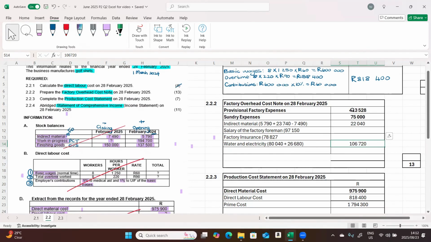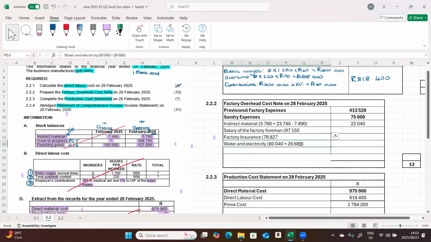Okay. Oh no, wait. This will be double counting. Sorry. Remember, sorry guys, sorry. The water and electricity, this 80,000, okay, this is very important. This 80,000 is already in there. Okay, so if we do it like this, we will be double counting because the 80,000 is in there and the 80,000 is in here. So sorry, it shouldn't be like this.